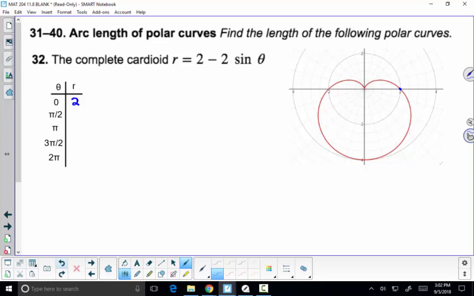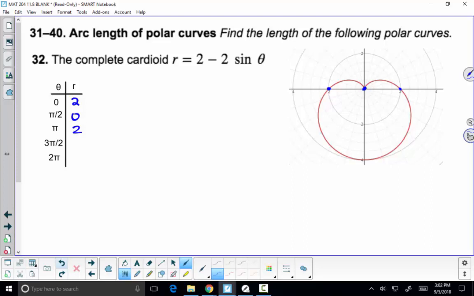Okay, and then we rotate. Usually we can just do this by 90 degrees, pi over 2. Plug in pi over 2. Sine of pi over 2 is 1. 2 minus 2 is 0. So we're plotting the dimple right there. Rotate over to pi. Sine of pi is 0. 2 minus 0 is 2. Make sure this first point may not seem like it's plotted properly. If you go to pi radians and you end up with an r value of +2, you go in the pi direction 2 units. So pi comma 2 means go to pi and then out 2.